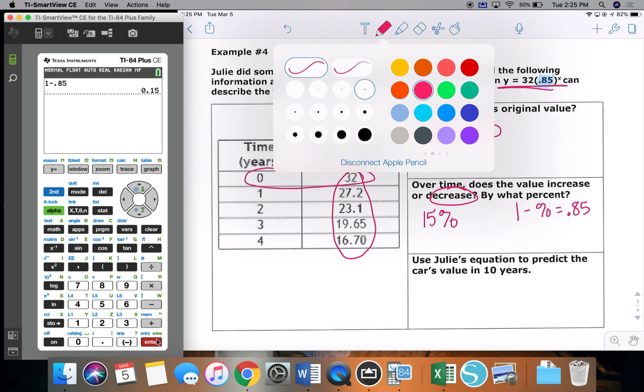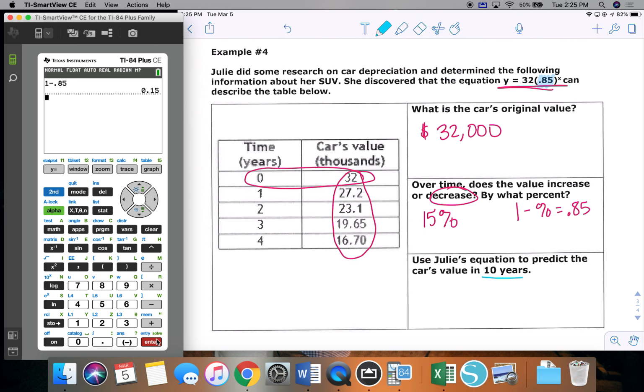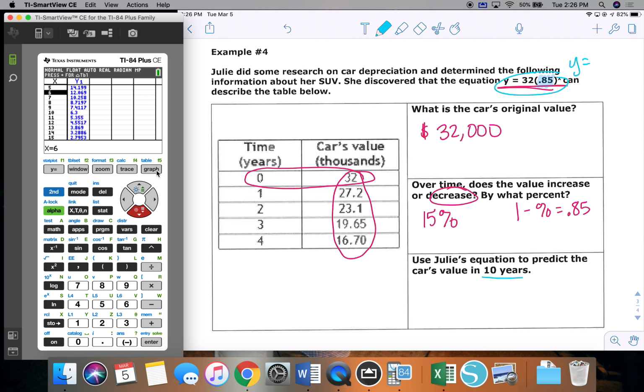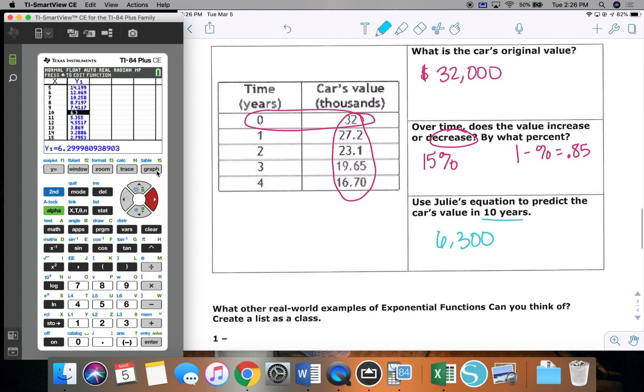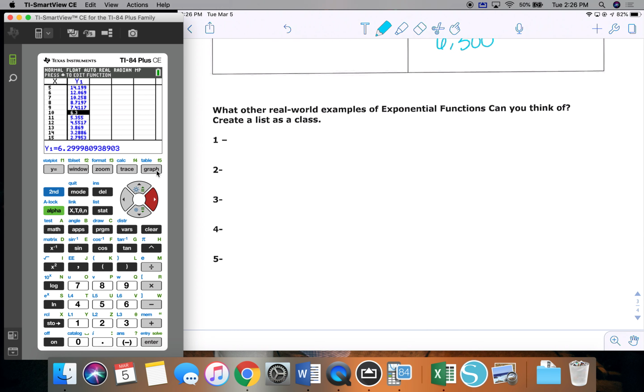Okay. And then they want us to predict the car's value in 10 years. So I'm going to put this into y equals. So 32 times 0.85 raised to the x. Go to the table. In 10 years, it's going to be worth $6,300. Okay? And then this, you can create your own class list of real-world examples of exponential functions.